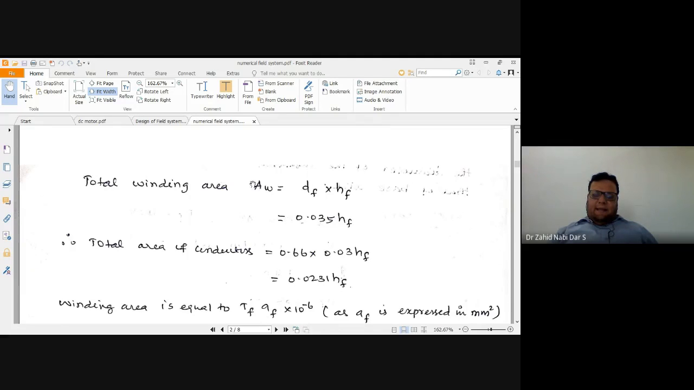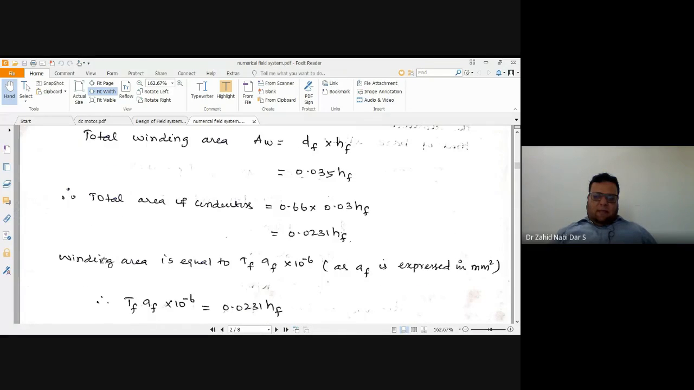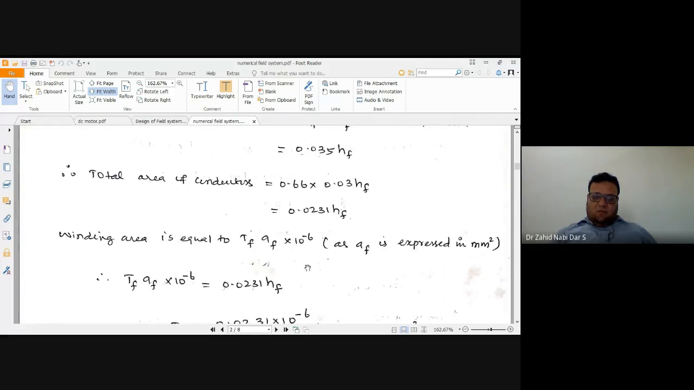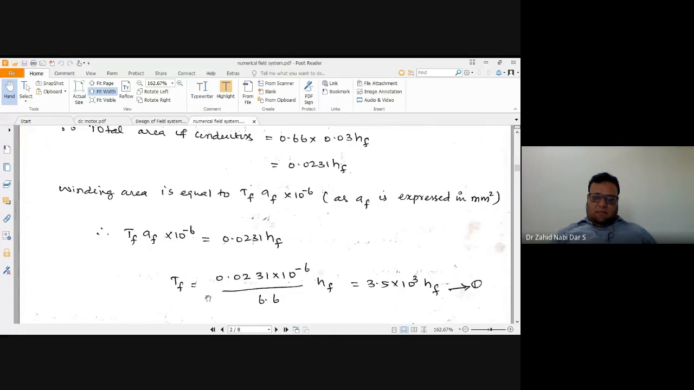So total winding area AW would be equal to DF into HF. That value you can take. Total area of conductors would be equal to 0.66 into 0.03 HF. That is the DF value substituted here, and HF. And winding area is equal to TF AF in 10 power minus 6, as AF is expressed in millimeter square. That's why he's multiplying this. So you will get 0.0231 HF. And then you can get the number of turns in terms of HF to be 3.5 in 10 power 3 HF.